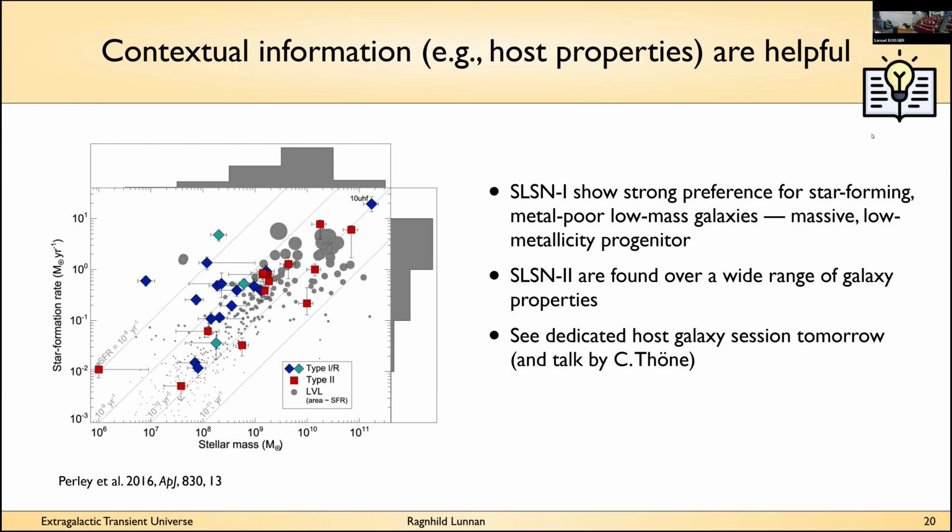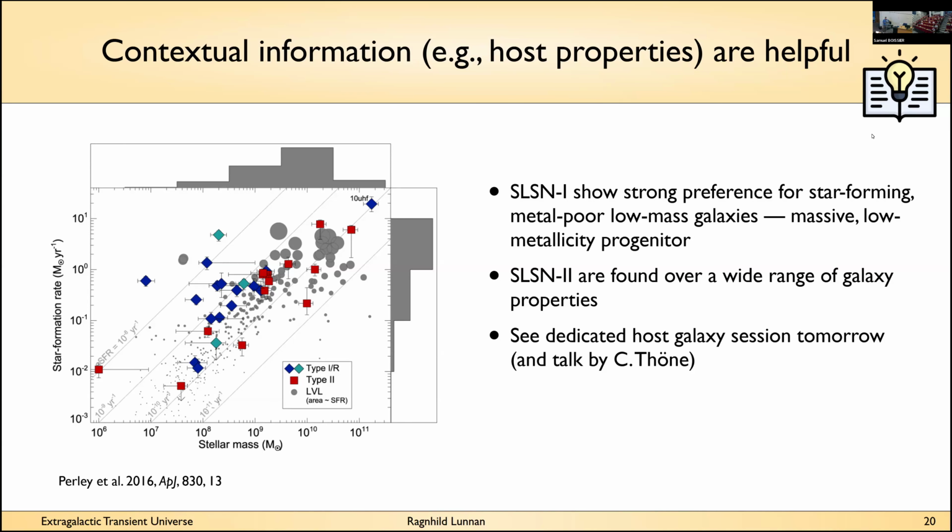Type 2 superluminous supernovae are found over a much bigger range of galaxy properties, and this more or less holds up with the ZTF samples as well. This is a plot from Dan Perley's 2016 paper from the PTF samples, showing stellar mass versus star formation rate, and you can see the type 1s off to the left side.